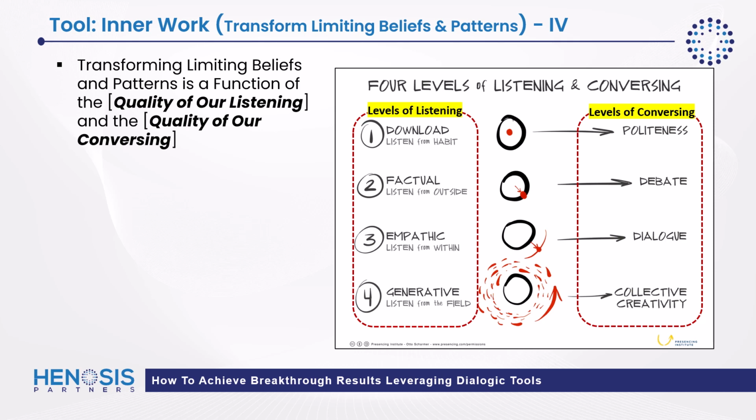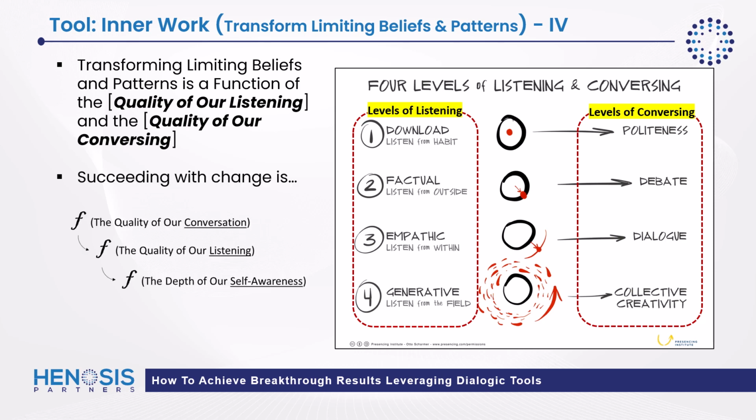And so as you can see, as we traverse from level 1 listening of listening from our habits to level 4 listening of listening from the field, there is a noticeably different quality of listening. And it's our quality of listening, as we talked about earlier, that ultimately results in the types of conversations that we're having. And so we can summarize in saying that succeeding with bringing about transformative change and solving for a complex adaptive challenge is ultimately a function of the quality of our conversation, which is itself the quality of our listening.